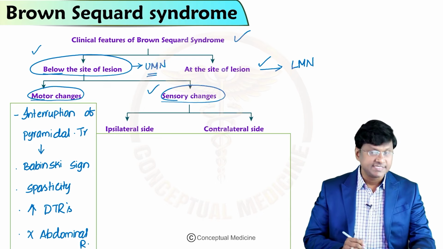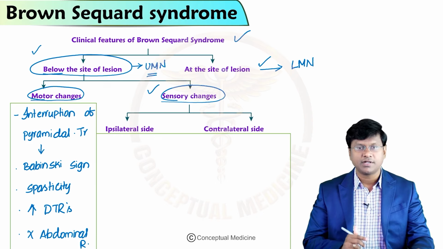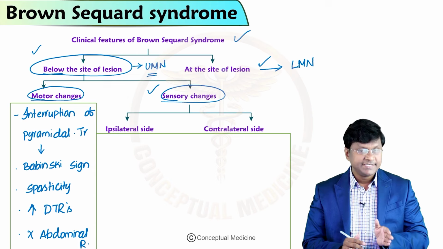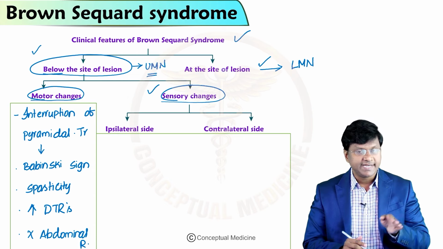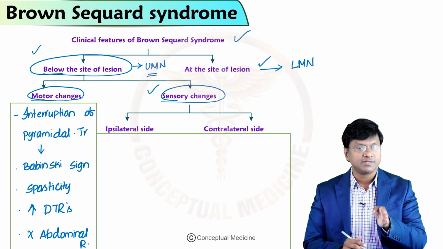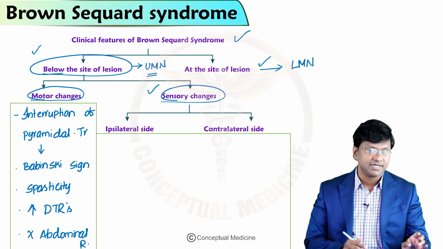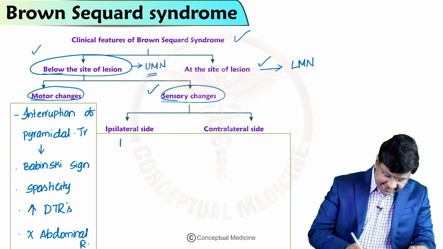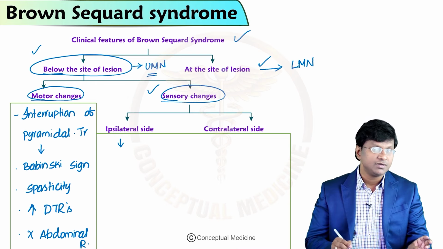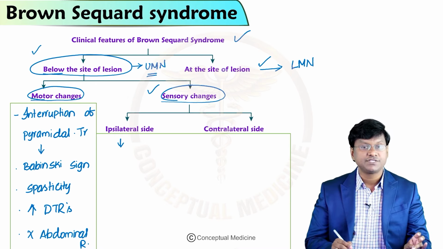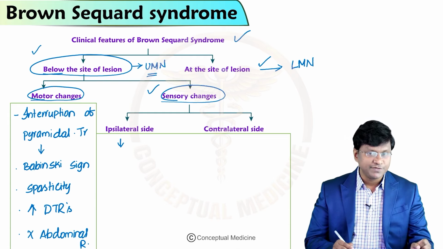And you take the sensory changes. Ipsilateral side, what will be the sensory changes? Contralateral side, what will be the changes? Ipsilateral side, what are the tracts which will not cross at the same level and which will pass on the same side? That is dorsal columns and as well as the spinocerebellar tract. So on the same side, you will have the features of dorsal column lesion, you will have the features of the spinocerebellar tract lesion. And what will be those features?